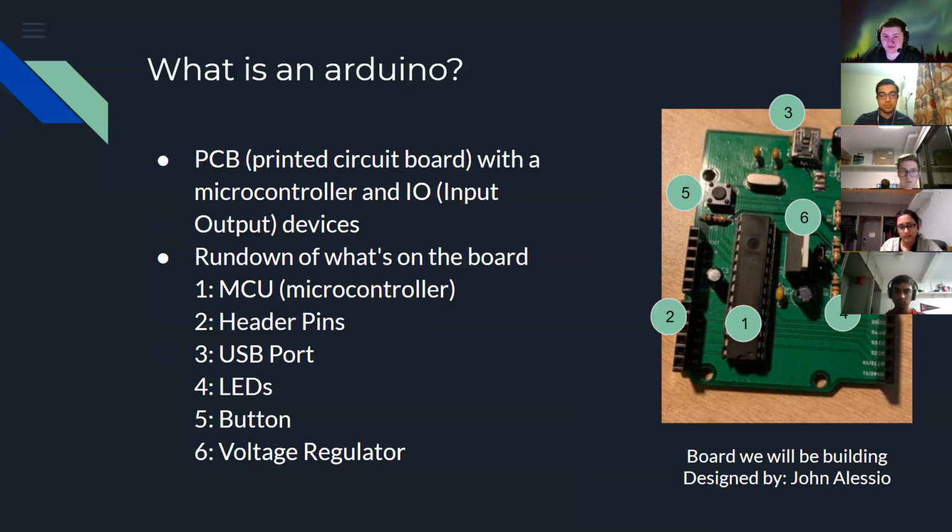Also the USB port, so that's how we write code to the Arduino and then read some data back from it. Number 5 is the button, so that's another I/O. You press it. And number 6 is the voltage regulator, which is what provides the right power to the board.